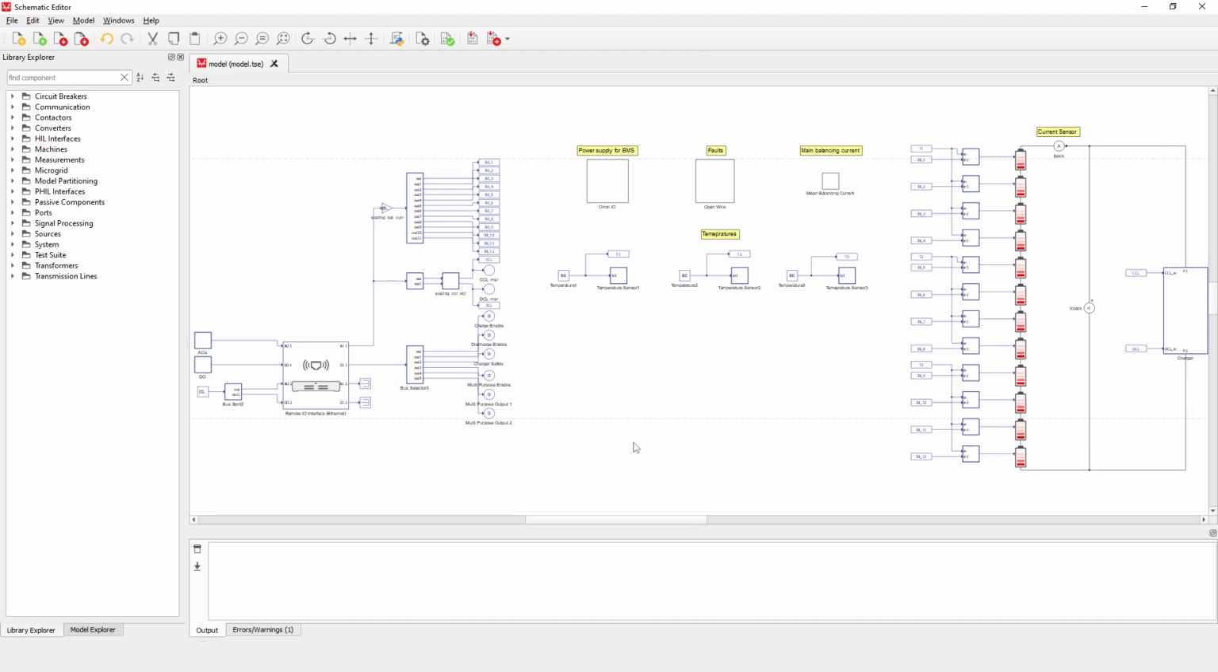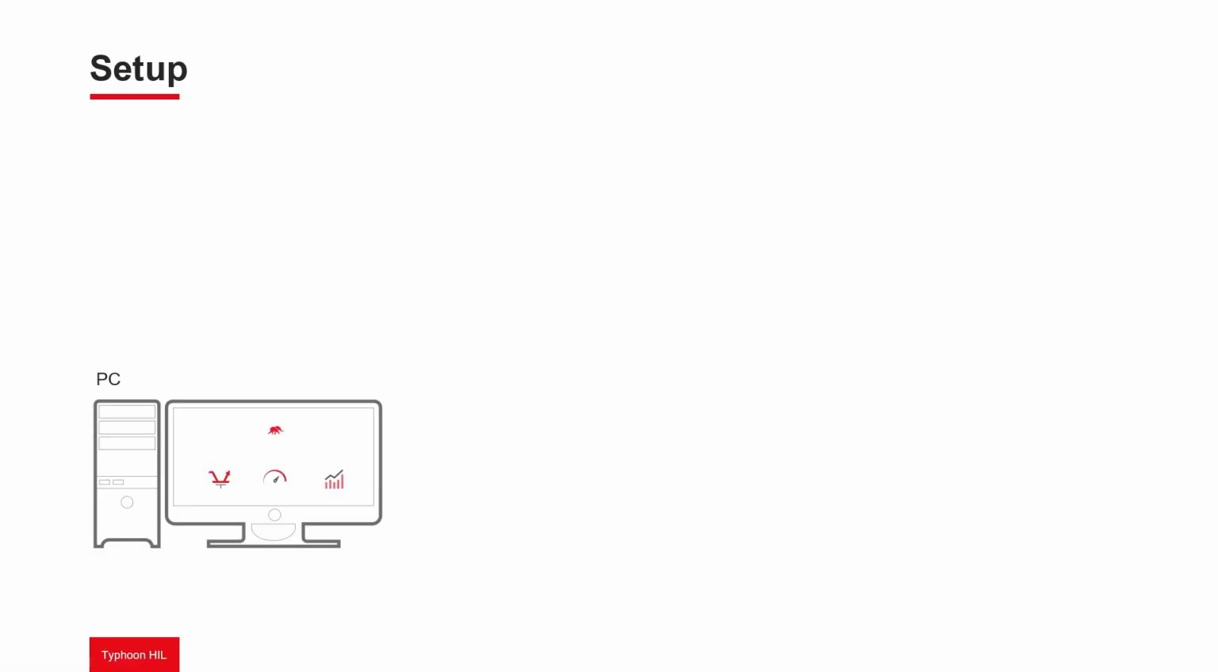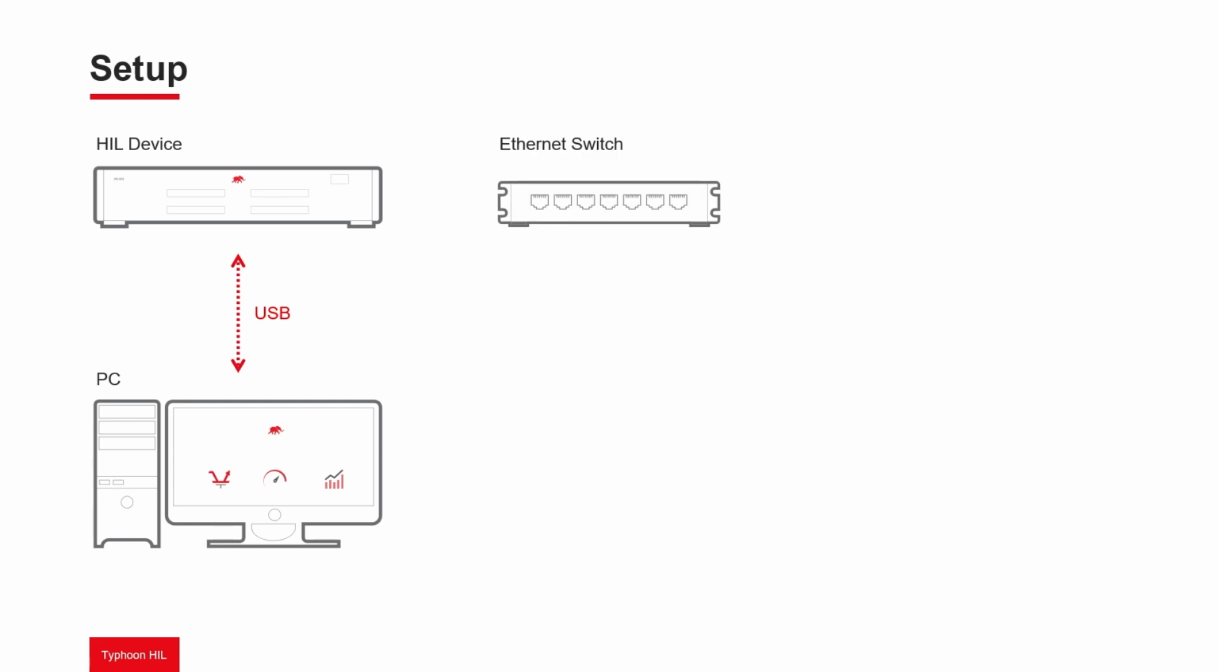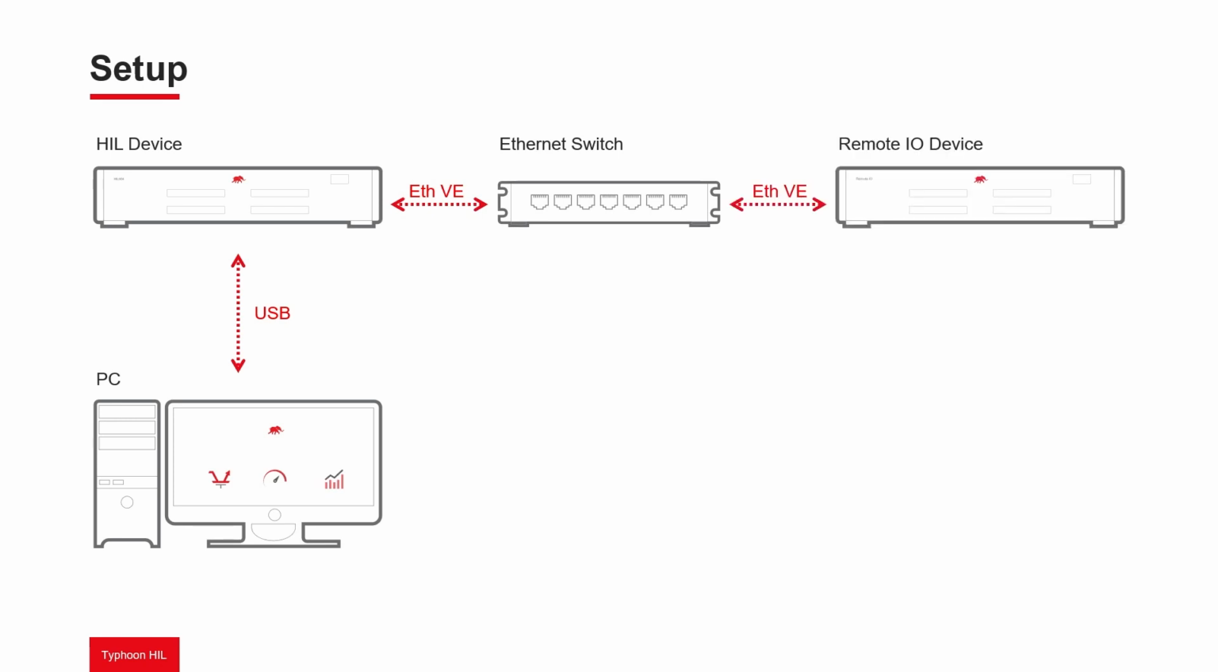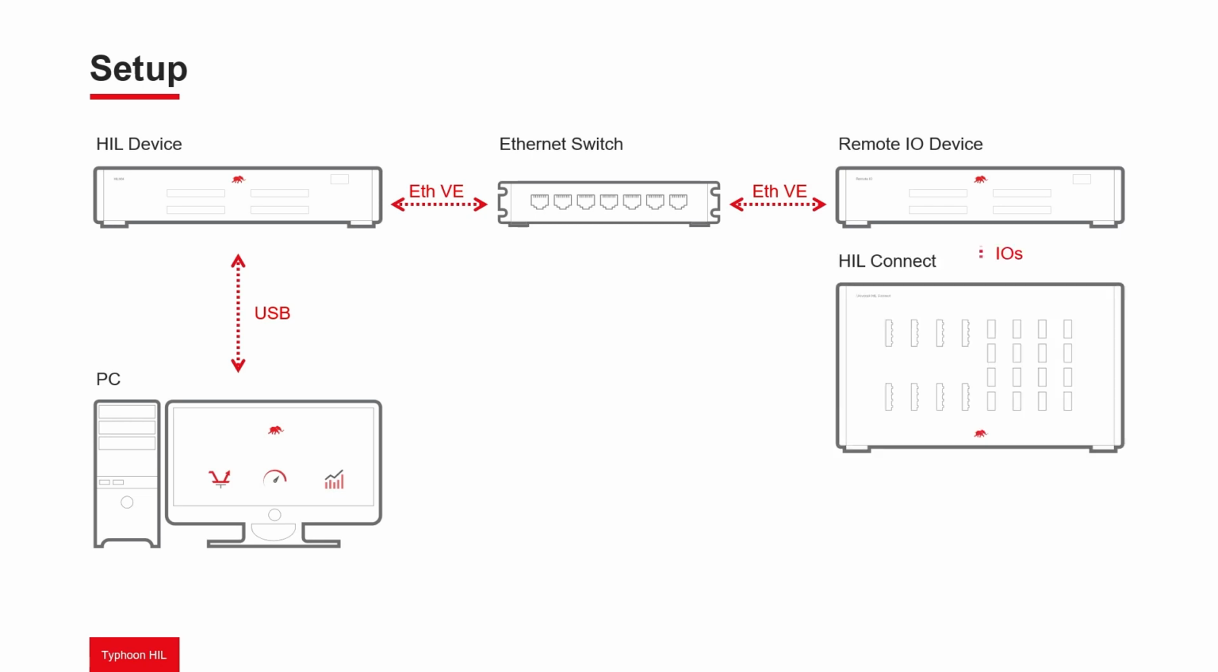Let's see how the whole setup is physically devised. First, we have the PC connected to the HIL 606 device via USB. The necessary networking hardware is realized using an Ethernet switch, to which both the HIL device and the Remote I/O device are connected via standard Ethernet cables. The Remote I/O device is then connected to the HIL Connect via their respective DIN connectors. Finally, the HIL Connect is connected to the BMS, thus completing the setup.